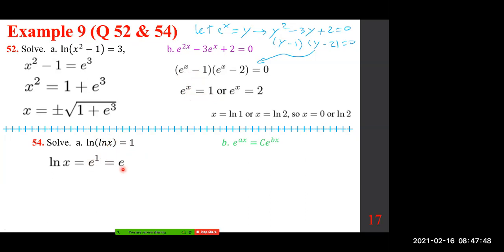And of course, e to the power of 1, we know, is e. Therefore, we do it again. Ln x equals e. So what is x? The base is e, so e to the power of e is the answer.